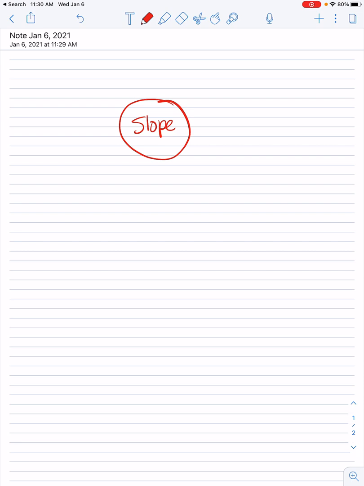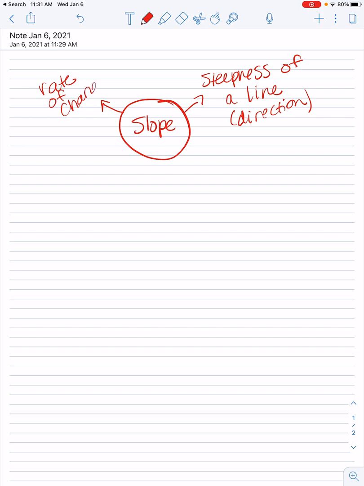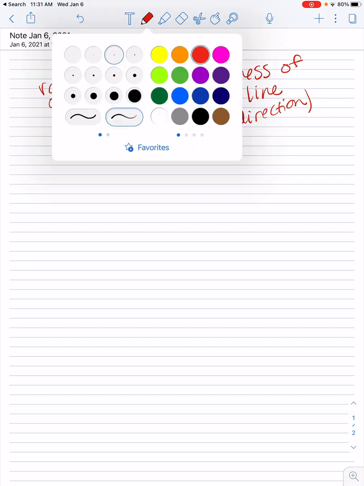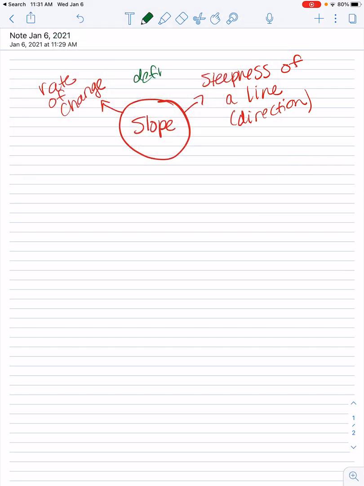We know that the definition of slope is the steepness of a line, including direction. What that means is, is it going to be a positive direction or a negative direction? And I'm going to show you how you can figure that out. The other definition of slope would be the rate of change. Okay, so like I said, these are the definitions of slope.